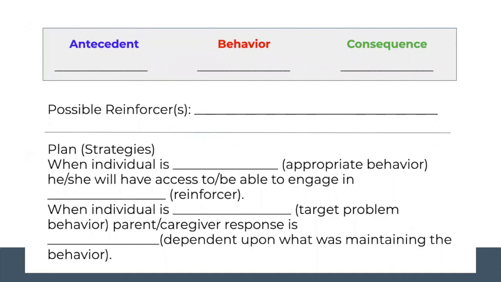And then we're going to write a modified plan here really quick. So your plan strategies: when the individual is, what is that appropriate behavior that you're looking for? He or she will have access or be able to engage in, what is that reinforcer? And then when the individual is engaging in that target problem behavior, the response of the parent or caregiver is going to be what? And that's going to be dependent upon what's maintaining the behavior. So it's likely going to be the direct opposite.